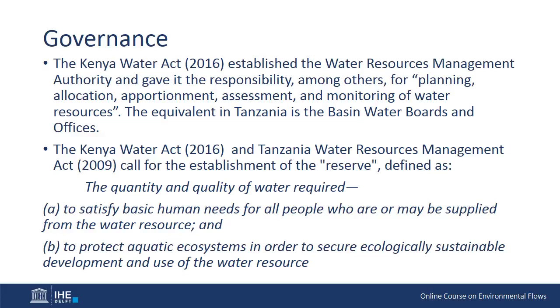Assessing the situation in the Mara also included studying the policies and legislation related to water allocation and e-flows. Environmental flows are referred to as the reserve in Kenya and Tanzania, defined in the water laws of both countries as, quote, the quantity and quality of water required, A, to satisfy basic human needs for all people who are or may be supplied from the water resource, and B, to protect aquatic ecosystems in order to secure ecologically sustainable development and use of the water resource. Remember that you learned about the reserve approach in Unit 1.